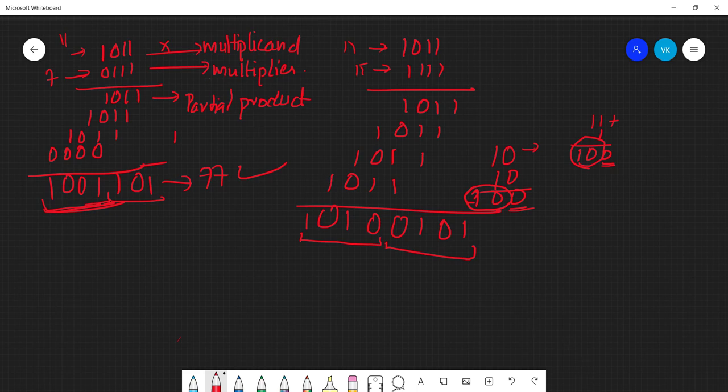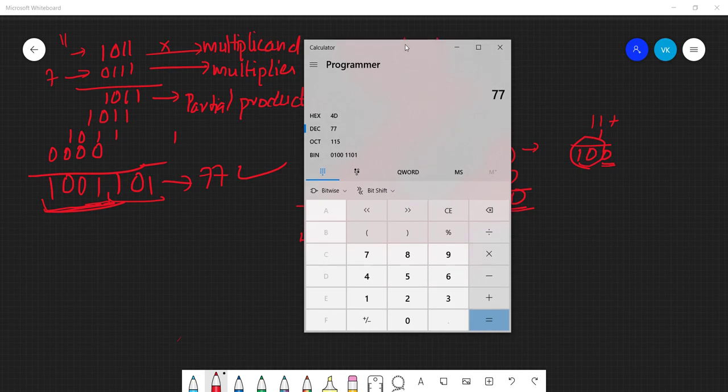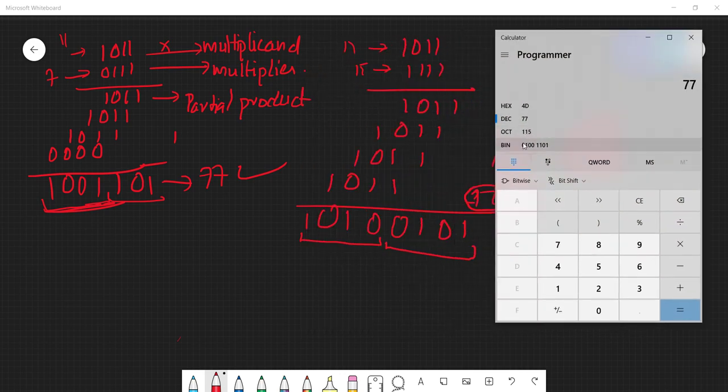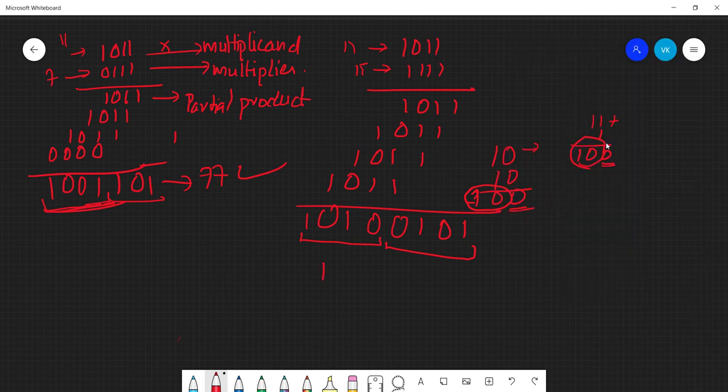Now let's see whether it is right or wrong. In binary, we have 10100101, which is 165.